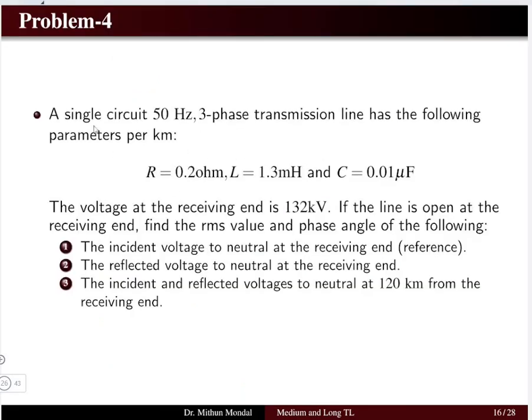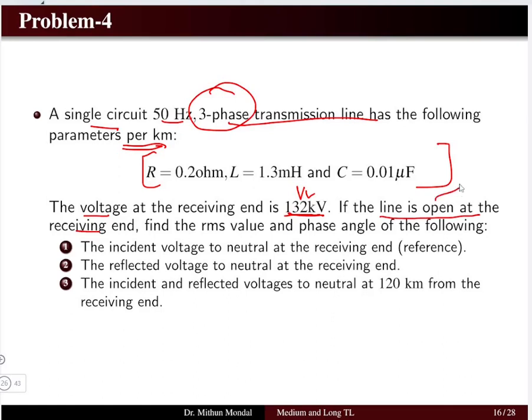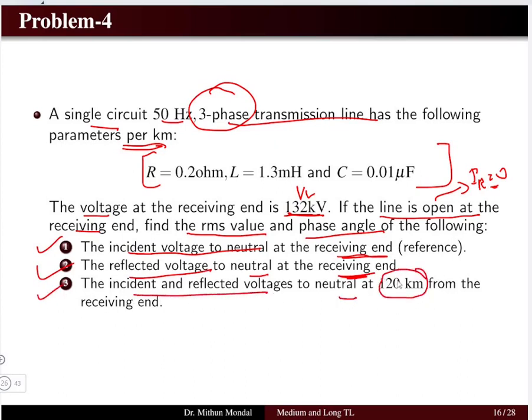Next problem. We have a single circuit 50 Hz 3-phase transmission line. The resistance, inductance and capacitance per kilometer of the transmission line are given to us. The voltage at the receiving end is 132 kV. This is a 3-phase system, so this is basically the line voltage. If the line is open at the receiving end, open means no current is flowing through the receiving end current. Find the RMS value and phase angle: you have to calculate the incident voltage to neutral at the receiving end, and the reflected voltage to neutral at the receiving end. Also the incident and reflected voltage to neutral at 120 kilometers from the receiving end.